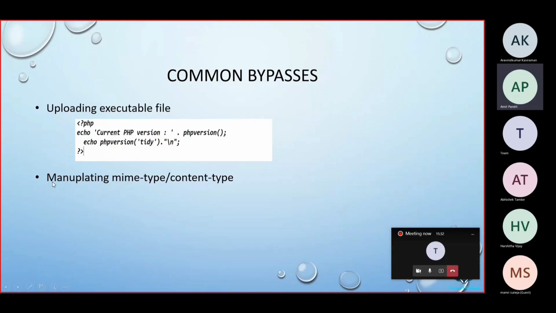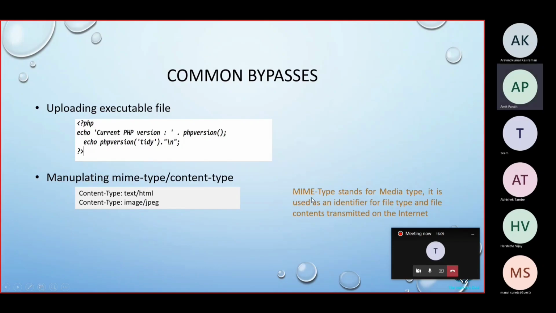The second type is manipulating the MIME type or content type. Whenever we upload any file, a content type is sent along with the HTTP request header. If we upload an HTML file, it will contain the content type text/html. And if we upload a JPG file, it will contain the content type image/jpeg. We will try to manipulate this in our HTTP request header and see if it gets bypassed.